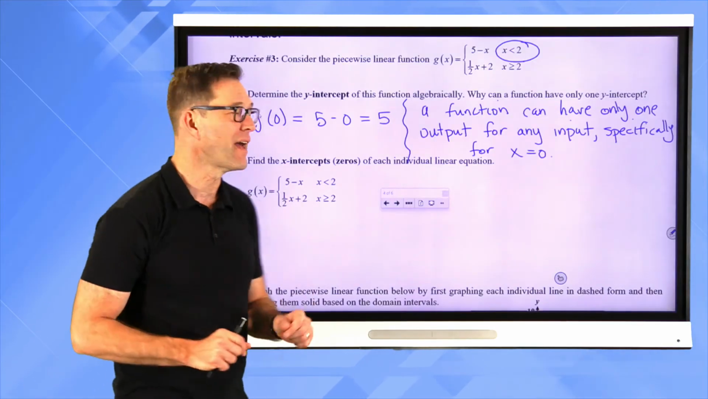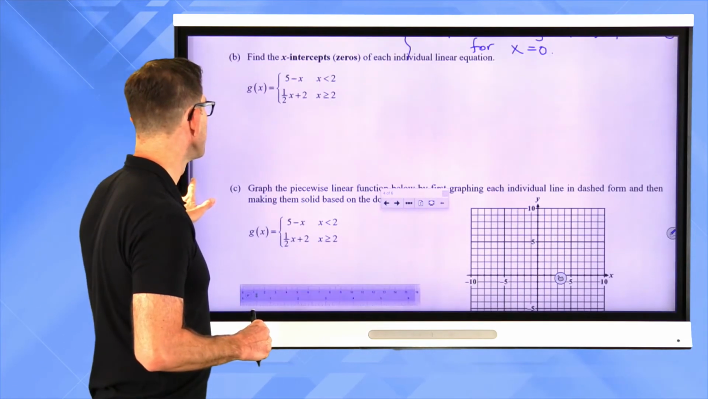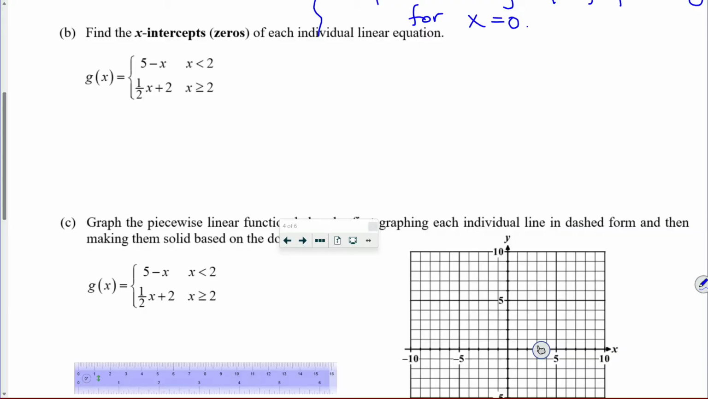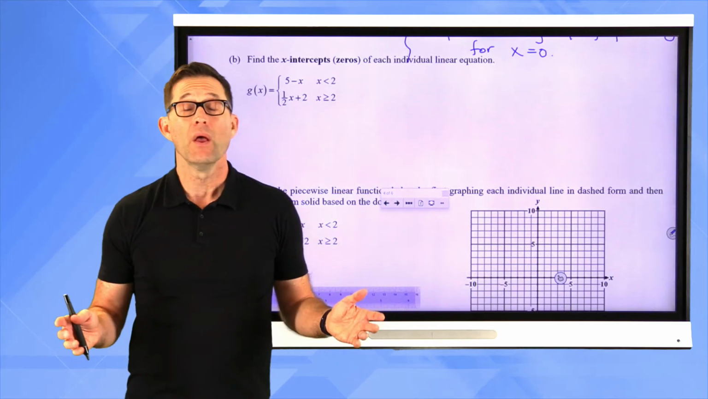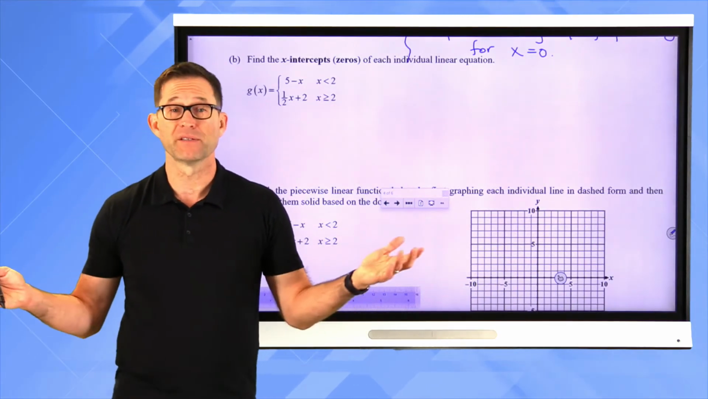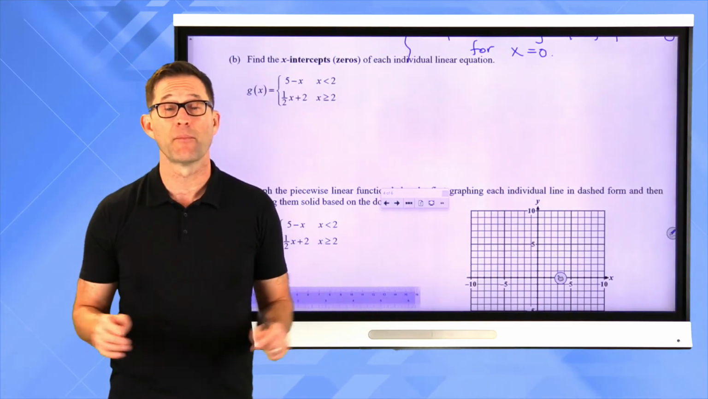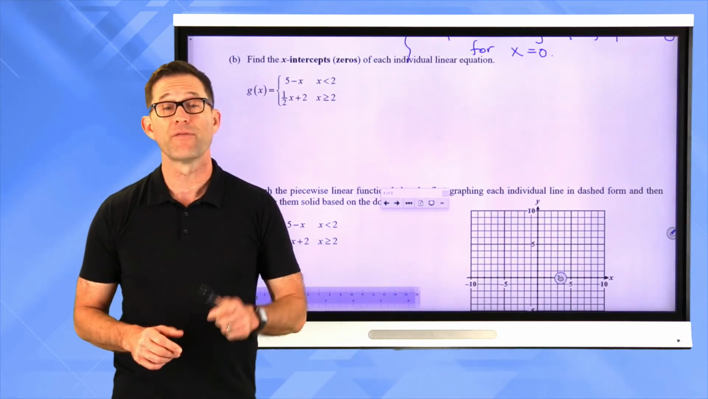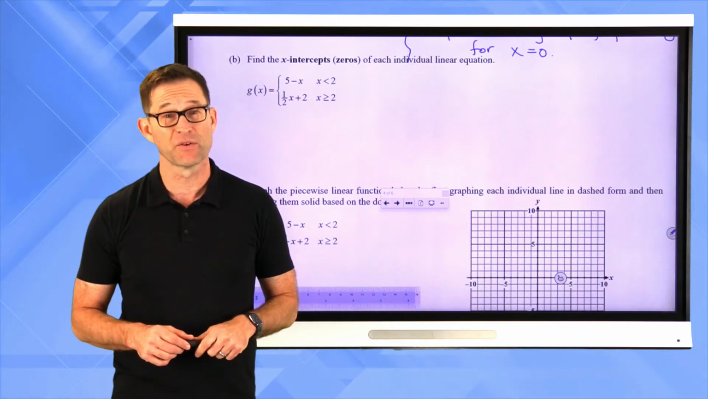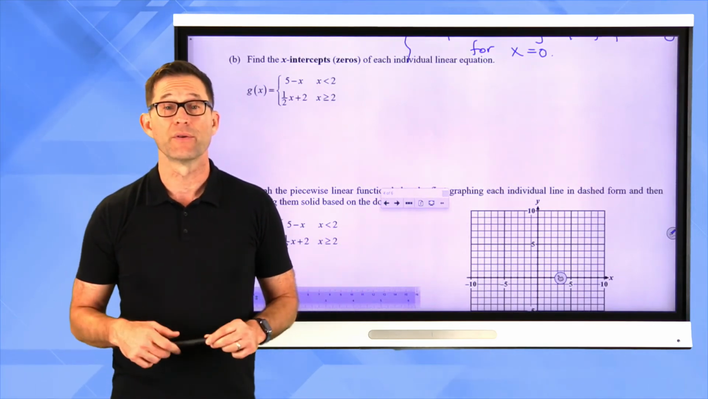But now let's talk about x-intercepts, because they're a little bit different. Letter B. Find the x-intercepts, the zeros, of each individual linear equation. All right, great. So now a function can have as many x-intercepts as you want. 0 all the way up to an infinite number of x-intercepts, and yes, there are functions that have an infinite number of x-intercepts. We'll get into those later in the course.